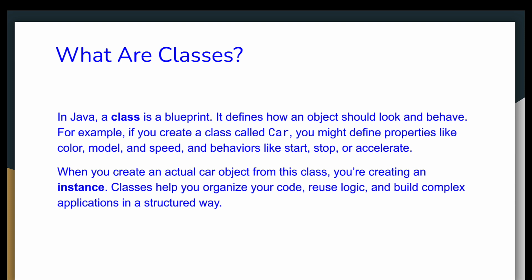Similarly, if I take car as the class, then the car model, its speed, its behaviors like starting, stopping, accelerating, all this will be the features of a car. So when you create an actual car or some object of the class, basically you're creating an instance of a class, and that will help you organize your code, reuse the logic and build complex applications in a structured way. So I hope you understood it. A class is nothing but the blueprint of any subject.